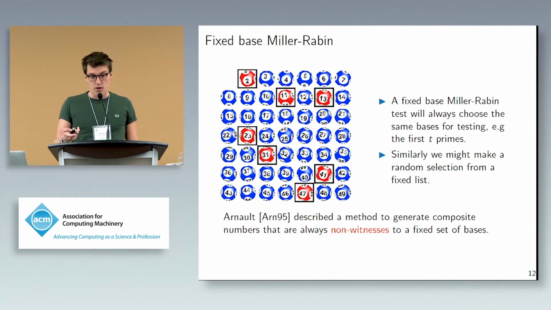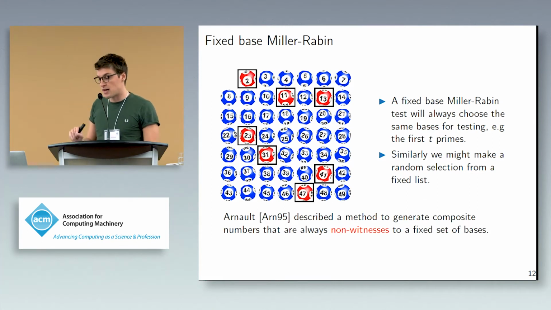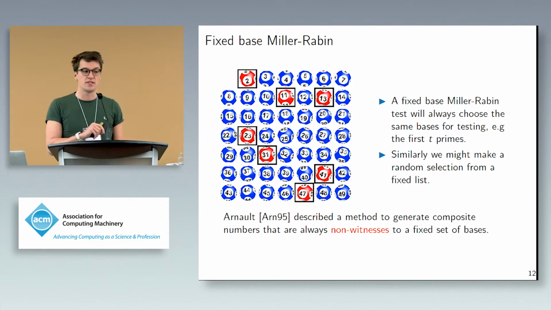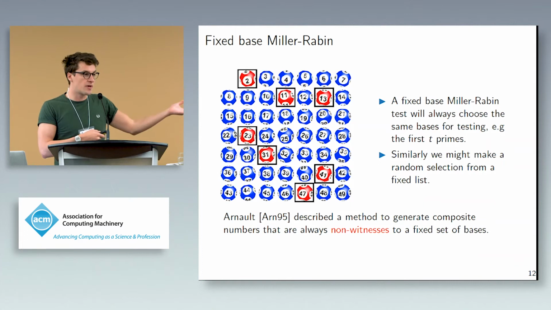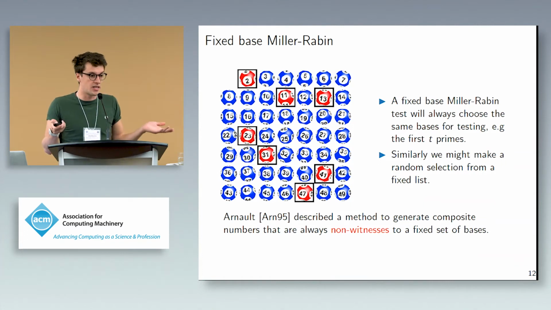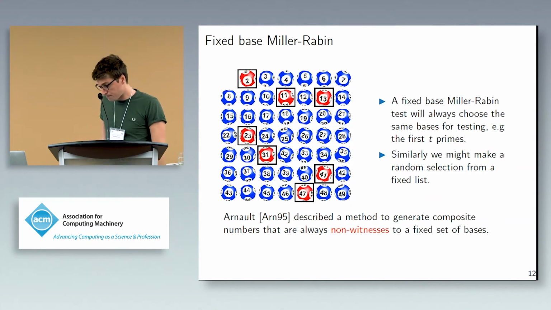Then the work of Arnaud describes a method in which we can generate adversarial composites that always have non-witnesses to a given set of bases. Here we just make sure there's a red ball in every one of these bases. So every time we test this number, it's going to be declared incorrectly prime.